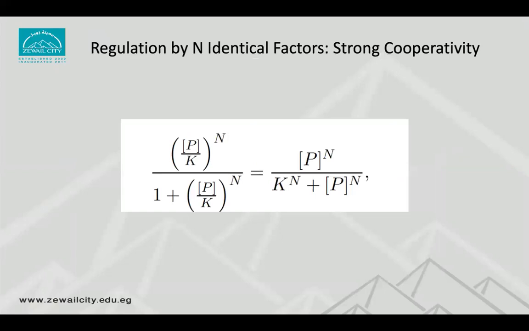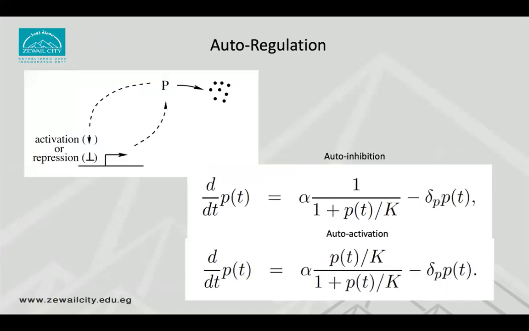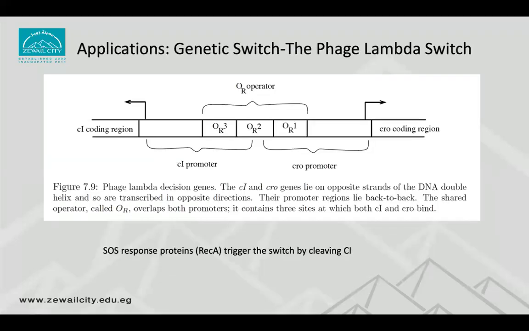Okay, so if we have n identical cooperative factors, then we take it to the n power. There are a number of different variations here, auto activation, and so forth. So now let's look at a very specific system. This is the phage lambda switch.